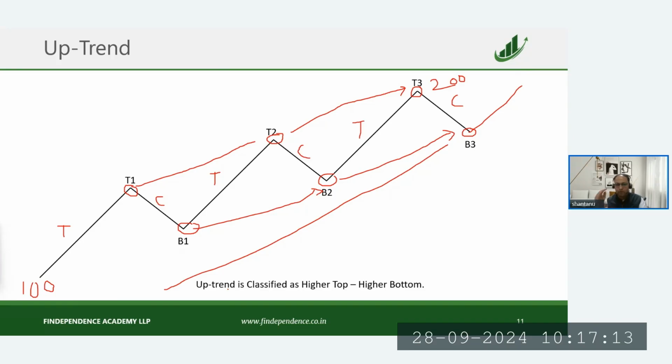Why higher top? Because tops are moving higher. Higher bottom because bottoms are also moving higher. People also refer to it as higher high, higher low. So instead of top, people will call it high. Instead of bottom, people will call it low. So higher high, higher low, higher top, higher bottom, both are the same. It necessarily means it's an uptrend.